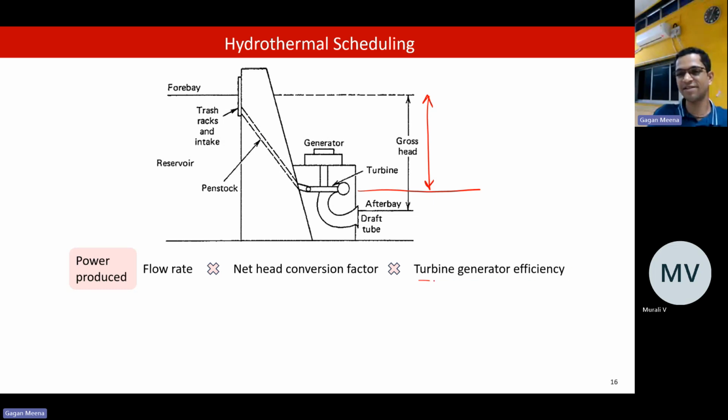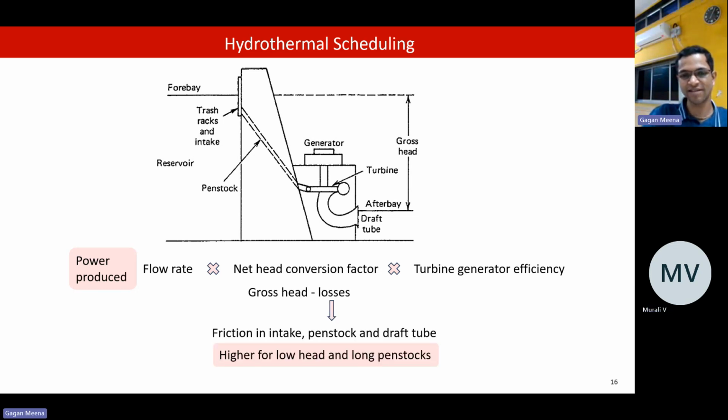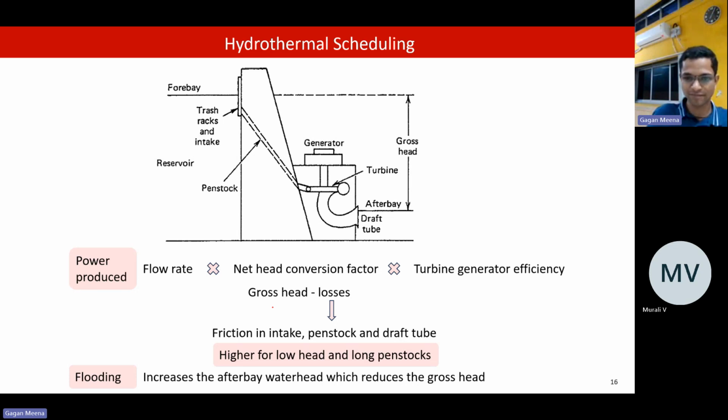Then the next thing is the efficiency of the generator. That is quite high, but the unit loading also affects the efficiency and the output. If the unit is lightly loaded and the inflow of water in the penstock is less, then the efficiency of the turbine is also less. That also needs to be taken into account. So many things are there. And these losses are more when the head is low and the penstock is very long.